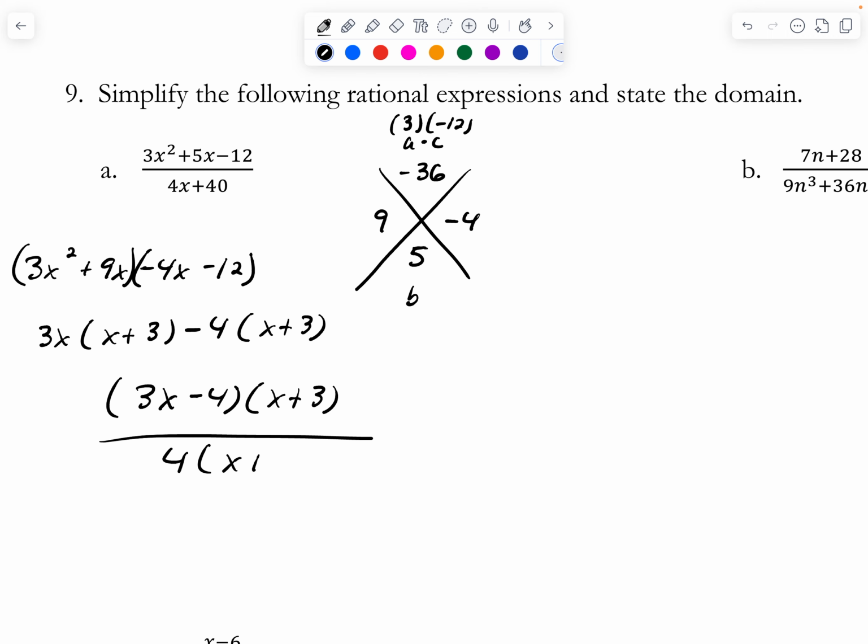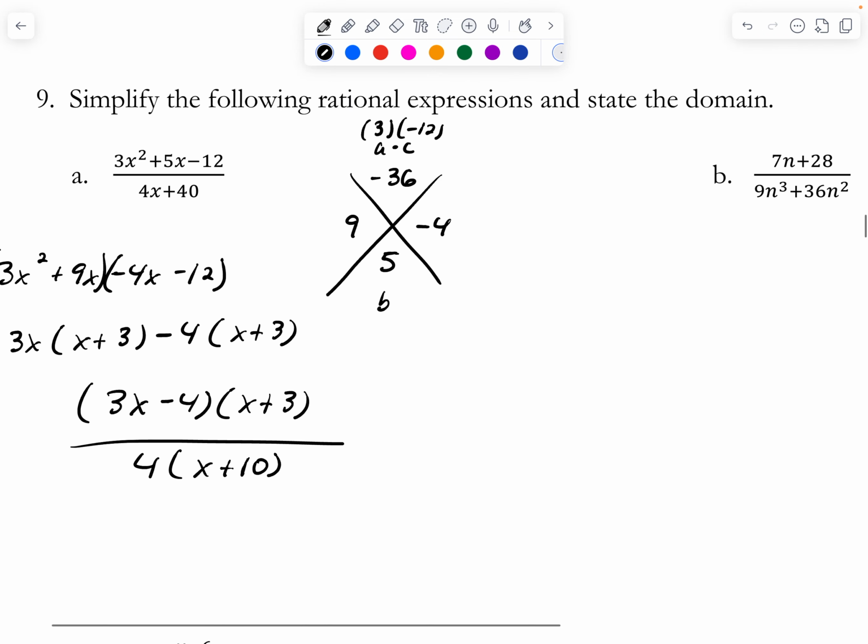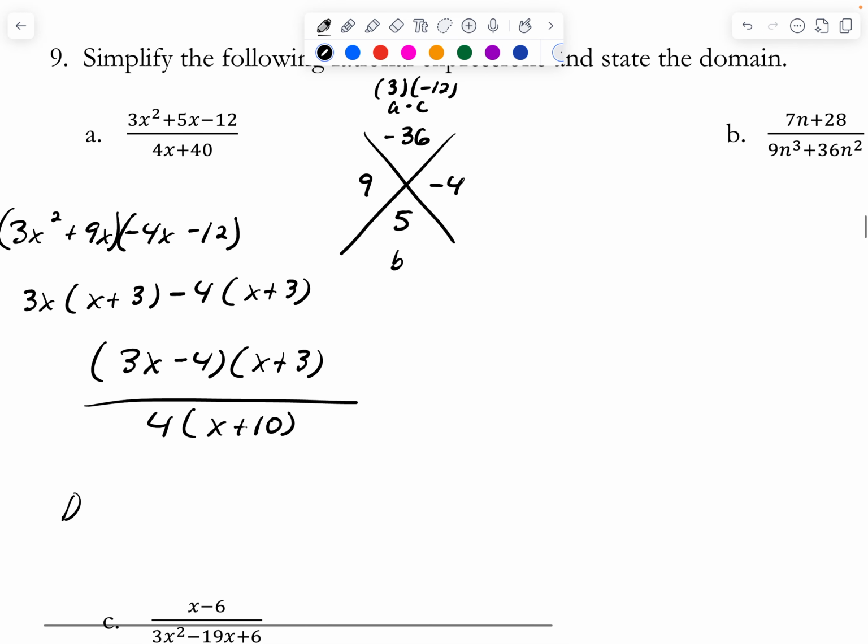Take out a 4, and I have x plus 10. Now nothing can cross out, so this is fully simplified. But for the domain, I'm going to write negative infinity, comma, negative 10, union, negative 10 to infinity. All right, because I cannot plug in negative 10, or I'll end up getting 4 times 0 in the denominator, which would be an issue.